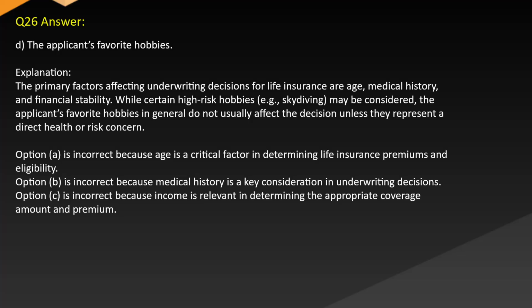Option A is incorrect because age is a critical factor in determining life insurance premiums and eligibility. Option B is incorrect because medical history is a key consideration in underwriting decisions. Option C is incorrect because income is relevant in determining the appropriate coverage amount and premium.